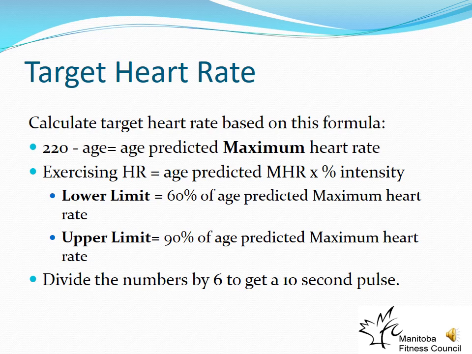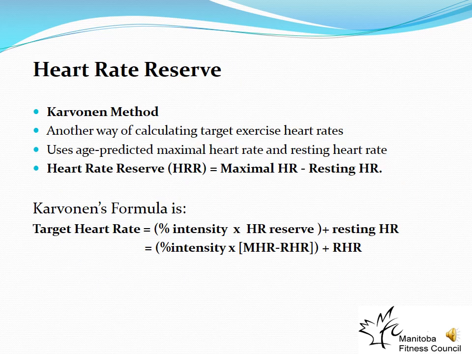So that's why, back in the day, when you used to see those charts on the gym walls that would say, oh, at age 20, at a lower intensity, you want 20 beats per 10 seconds. At high intensity, you want 30 beats per 10 seconds. They just did this math in advance for us. So the age predicted maximal heart rate equation.